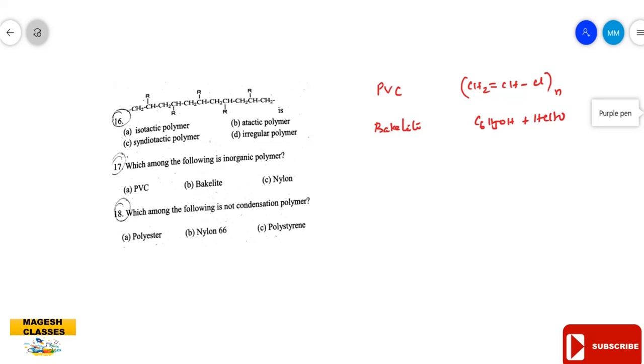And nylon is the polymer of adipic acid and hexamethylene tetramine. So it is an organic polymer. And the third one, D, it is silicone. It is the inorganic polymer. It is a polymer of silicone. So the answer is silicone.